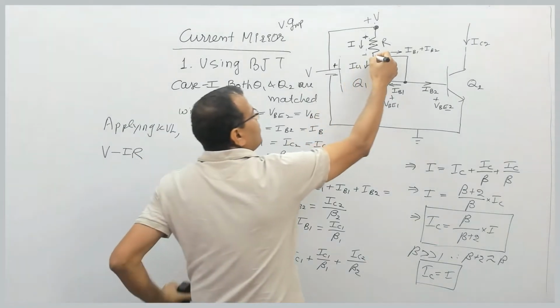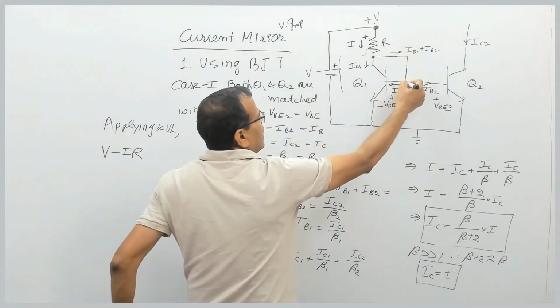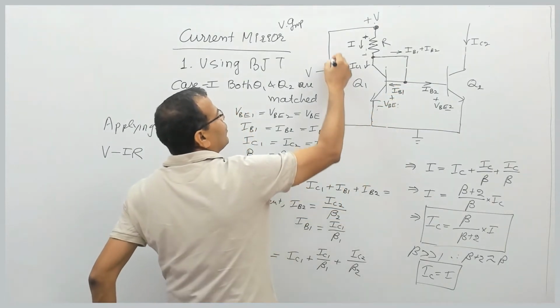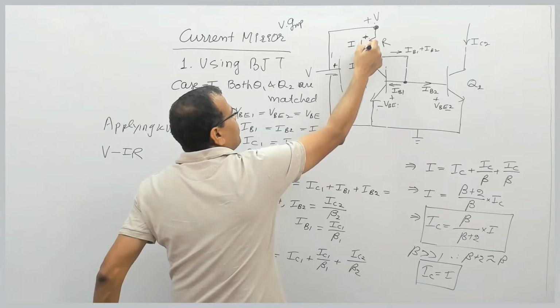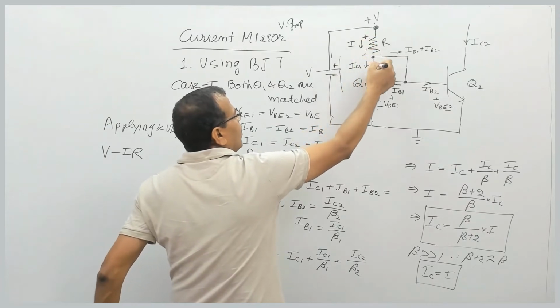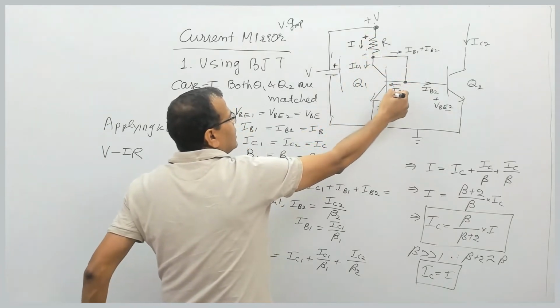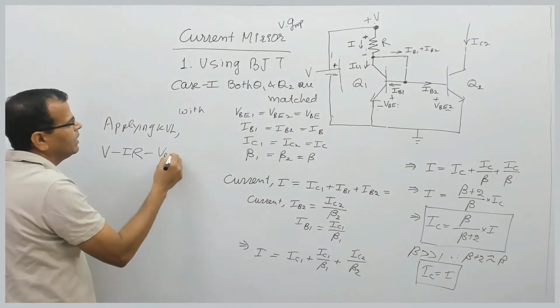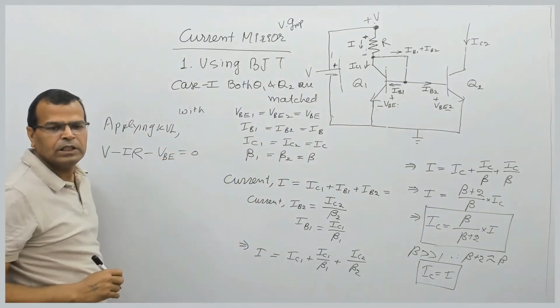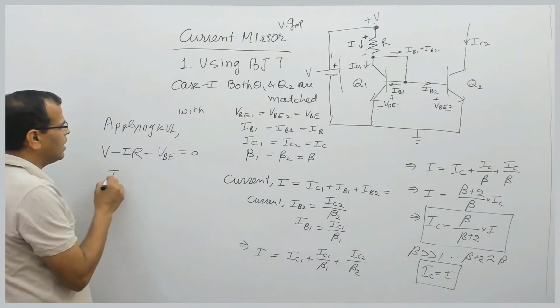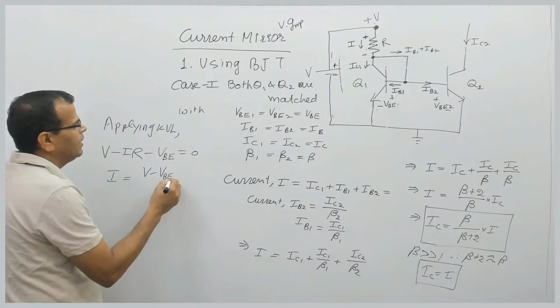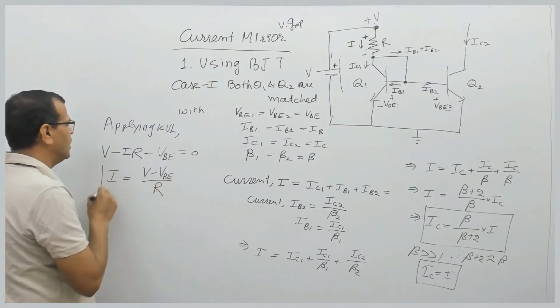Then come via this path and come back to ground. You start from ground, plus voltage V, then plus minus voltage fall, come via this path, then plus minus voltage fall. So V minus IR minus VBE is equal to 0. This gives the current I is equal to V minus VBE divided by resistance R.